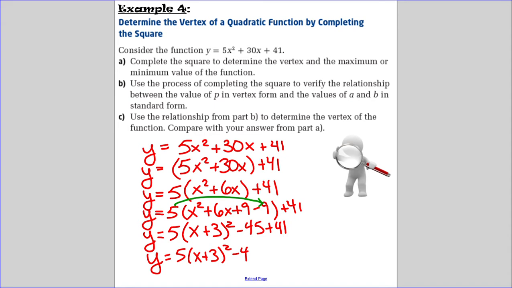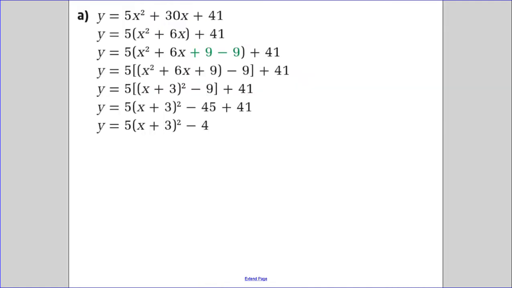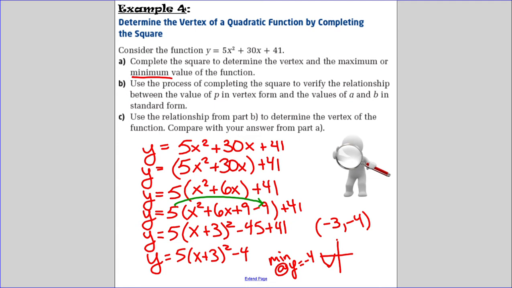Now it says complete the square to determine the vertex and the maximum or minimum of the function. Here I can see the vertex is negative 3, comma, negative 4. I can see that because this opens up, so if I'm visualizing where this is on a graph, I'm over 3 and down 4, and it opens up. That means it has a minimum value, and the minimum value is the y value. So it has a min, and the min is at y equals negative 4. So we can see that completing the square step going through here, and then I can tell what the vertex and the max and min are as well.